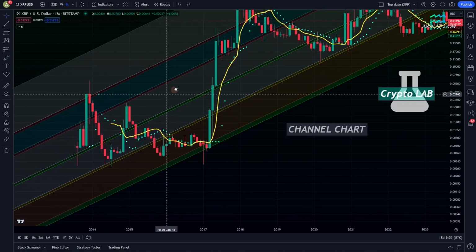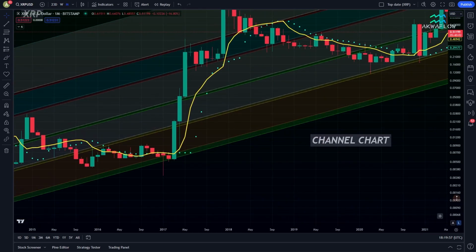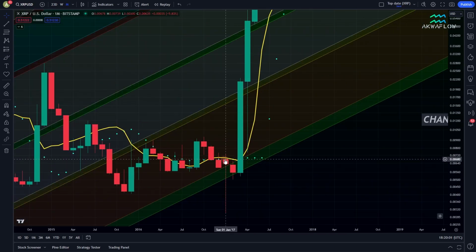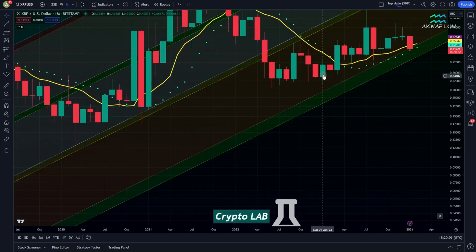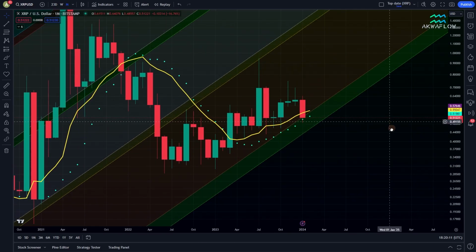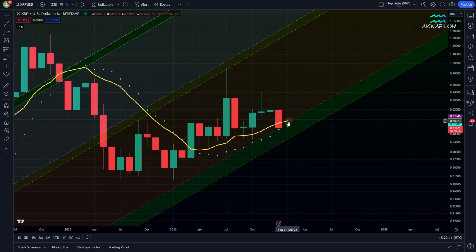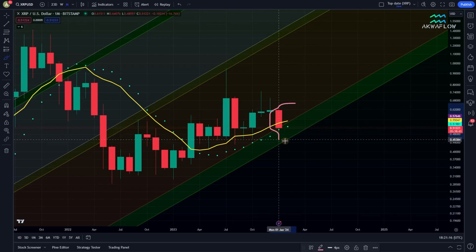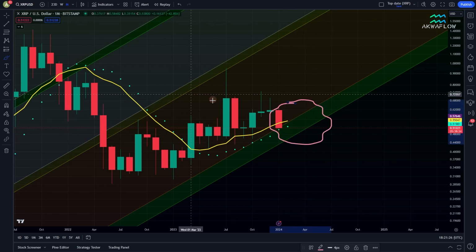If we zoom in, you can see what I'm talking about. You see, just right here, after the cross of the yellow line into the green line, we have a moonshot, right? So let's have a look at the present. As you can see, the yellow line is about to enter the green zone, and it should happen in March. That's why if XRP is bullish, I expect a move before April. And I hope that it will be to the upside.